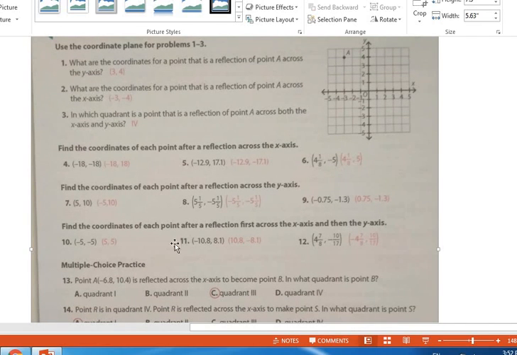Find the coordinates of each point after a reflection, first across the x-axis and then the y-axis. Change the signs of both of them. Negative will be positive and positive will be negative for both of them. -5 will be 5, -5 will be 5. -10.8 will be 10.8. Positive 8.1 will be -8.1.